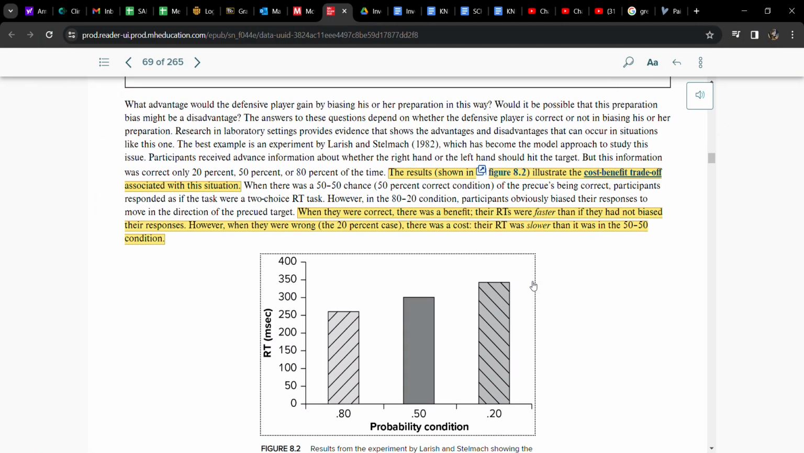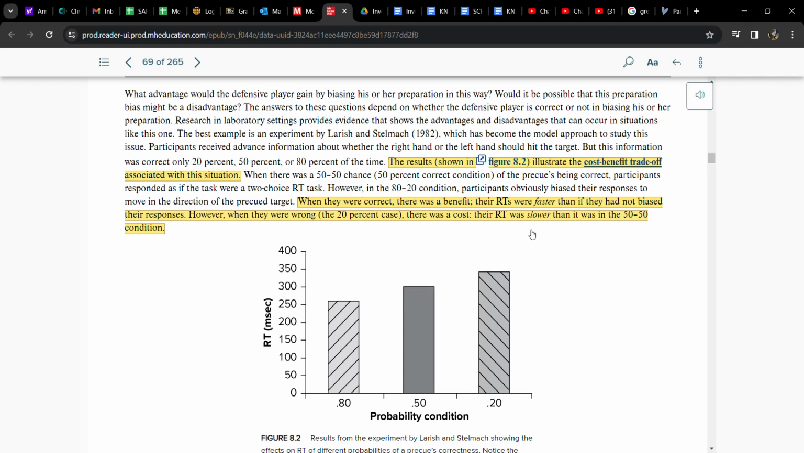So this is just as a result of the thing I was just talking about earlier, but this is your cost-benefit trade-off. So when you were correct, there was a benefit, so your reaction time was faster if they had not biased their responses. But if you were wrong, there was a cost, so your reaction time was slower. So this is basically exactly what I was saying. You know, the defensive player predicts correctly, the reaction time is quicker. They predict incorrectly, the reaction time is slower.